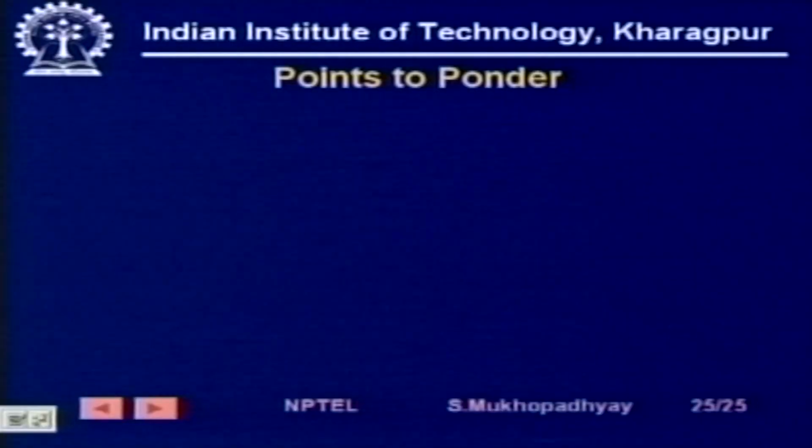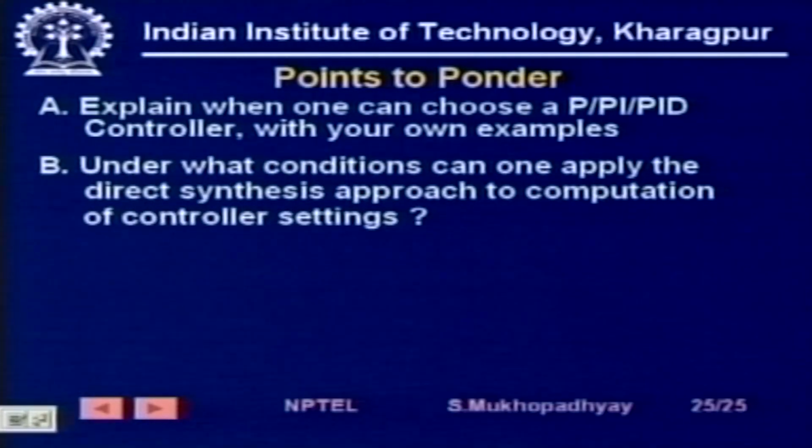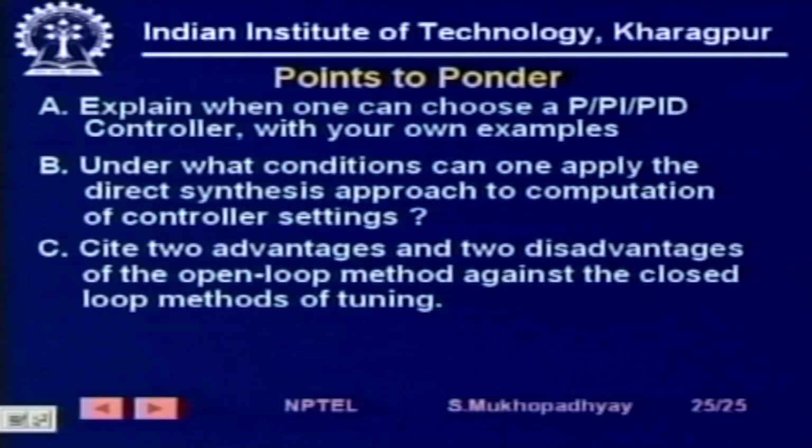Some points to ponder for you: you can try to find out in what situations PI and PID controllers are to be used. All the answers are in this lecture only, and you can try to find your own examples of processes. Then under what conditions one can apply a direct synthesis procedure, let us say in your application processes, whether you can apply it or not, and why you can or cannot. You can also cite two advantages and disadvantages of the open loop method against the closed loop method.